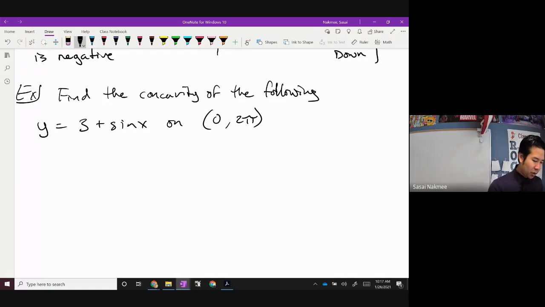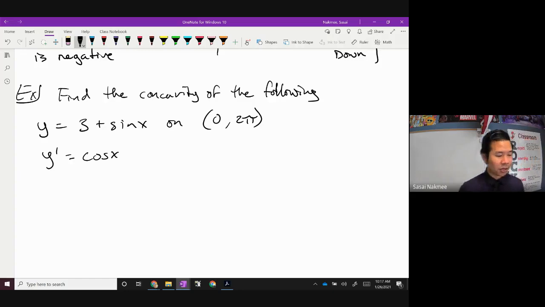So the first derivative is going to be the derivative of 3, which is just 0, plus the derivative of sine x, which is cosine x. If I looked for critical points, I would set this equal to 0 and see where this function is increasing and where it is decreasing. But I'm not asked that right now. I'm not asked when it is increasing or decreasing. I'm asked simply about its concavity.